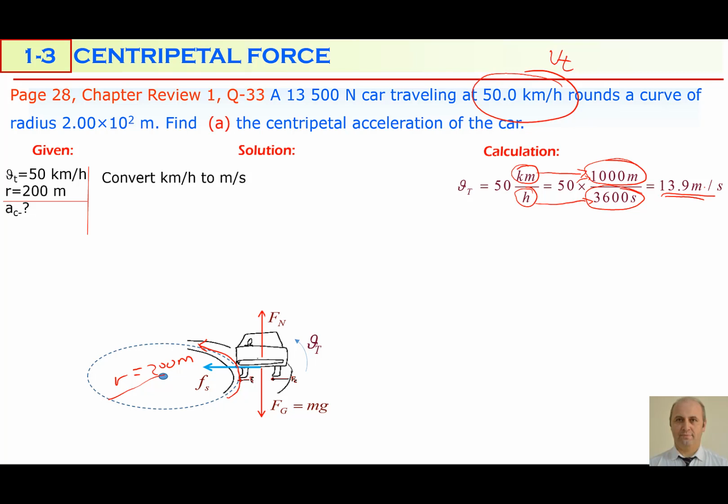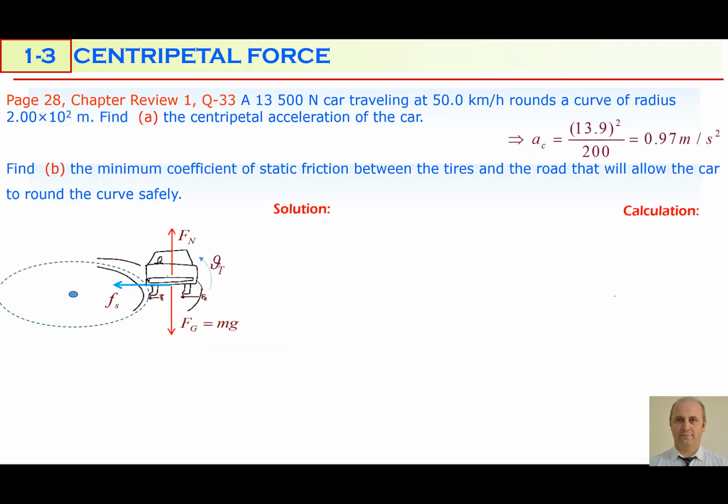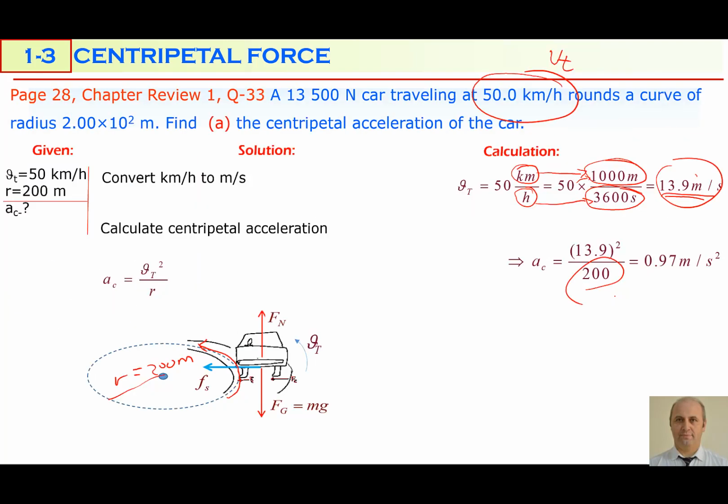And then we can use the equation for centripetal acceleration, v_t squared over r. v_t, we calculated as 13.9, so the square of 13.9 divided by the radius of the circle, given as 200 meters. If we divide them, we will get the centripetal acceleration as 0.97 meters per second squared. This is part A. The problem has a part B, so keep this acceleration in mind because we will use it in the second part.